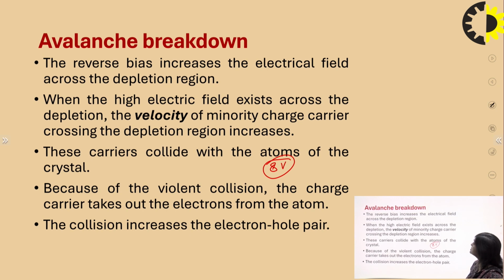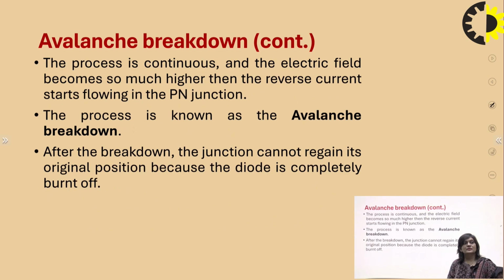Also, in the avalanche breakdown, very low doping is there, due to which the electric field strength is not very high. So the process continues, and the electric field becomes so much higher that reverse current starts flowing in the PN junction. This process is known as avalanche breakdown. After the breakdown, the junction cannot regain its original position because the diode is completely burnt off.